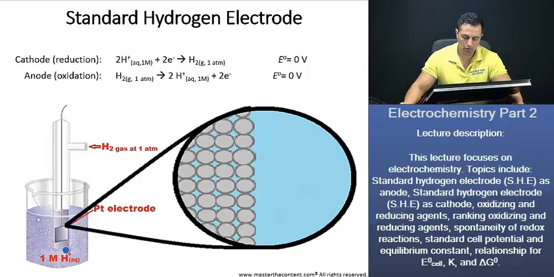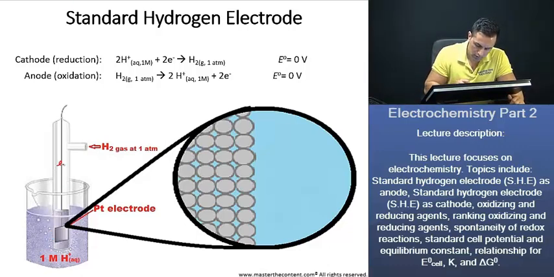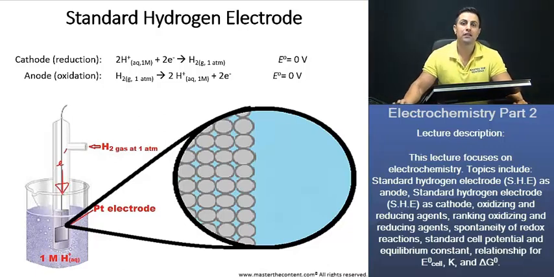a 1 molar hydrogen ion solution, as we see here. And there's also this piece right here, and that's going to be your platinum electrode. That platinum electrode is actually going to be inert, and although it's inert, it still serves 2 very important functions. First, it's going to be an electron conductor. Secondly, the surface of it is where our hydrogen ions are going to be reduced, and the surface is where our hydrogen gas is going to be oxidized.